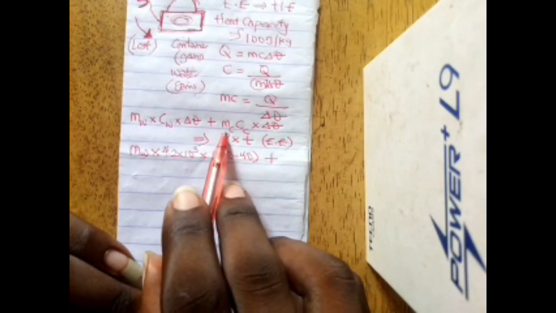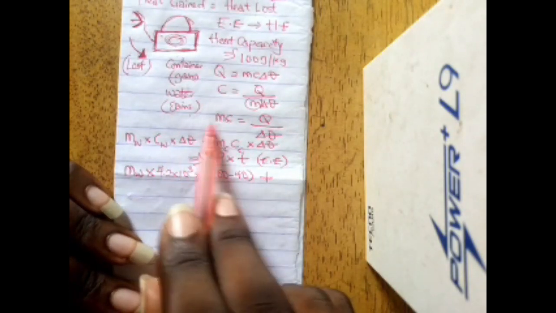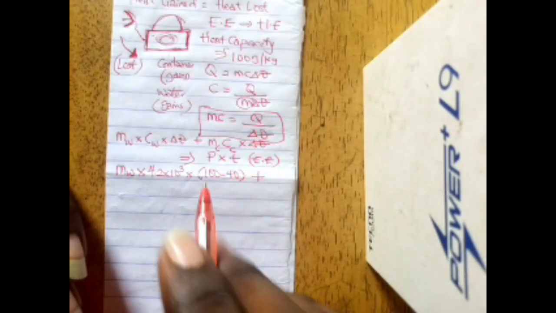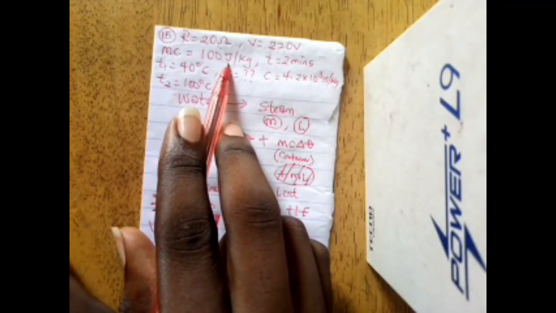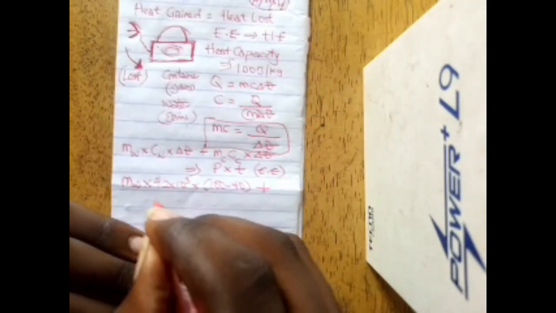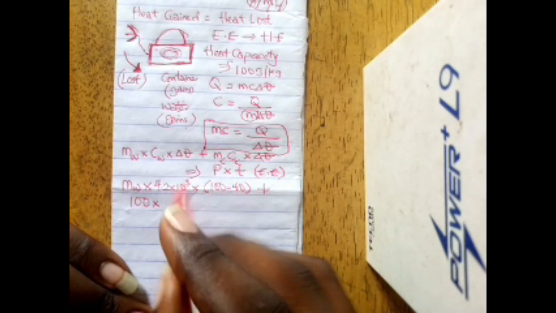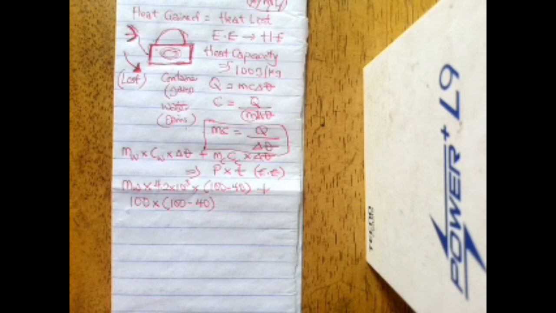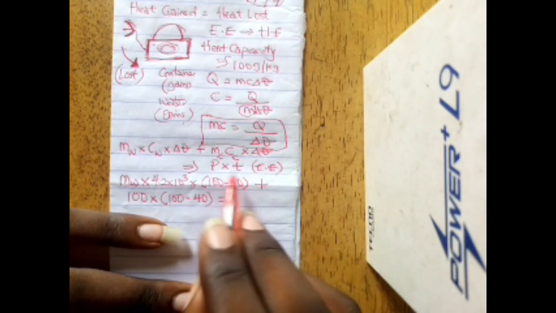Now plus mass of the container times specific heat capacity of the container, we don't know, but we are told the heat capacity of the container, Q over change in theta, is given as MC. And we are told from the question that the heat capacity of the container is 100 joules per kilogram. So this is 100. Now multiply by its temperature change, which will also be 100 minus 40, because the container is containing water. So if water was at 40 degrees Celsius, the container would also be at 40 degrees Celsius. So it equals power multiplied by time.